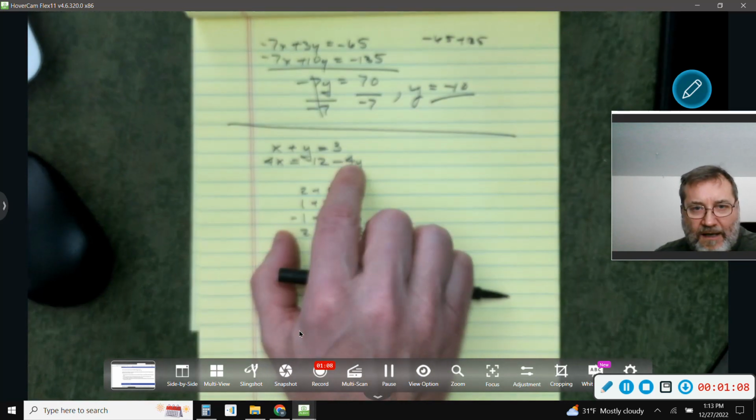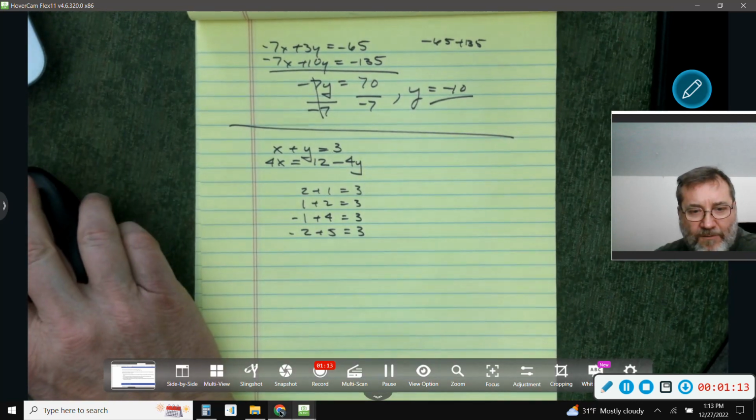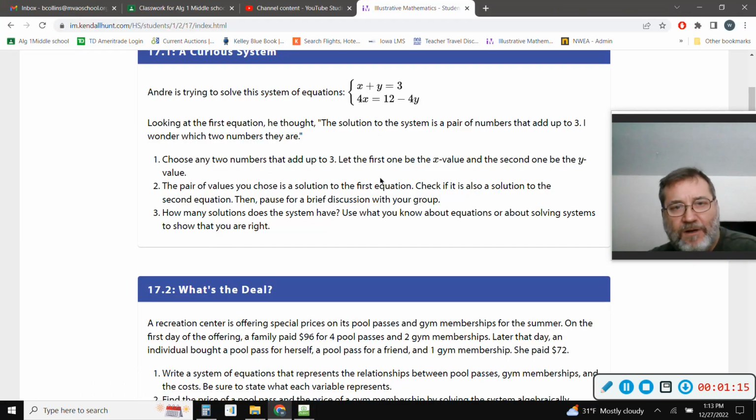And then you look at the second equation, and it's kind of fishy. So if we look at what they're trying to ask here, choose two numbers that add up to 3. The pair of values you choose is the solution for the first. Check and see if it's the solution for the second. Well, if you put in 2 and 1, 4 times 2 is 8. And then 12 minus 4 times 1, that's 4. So 12 minus 4 is 8.